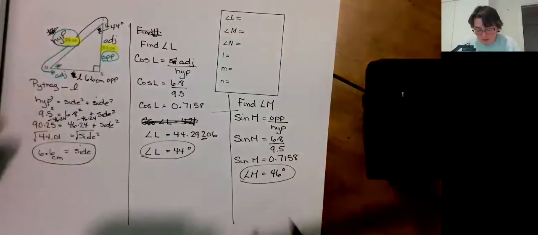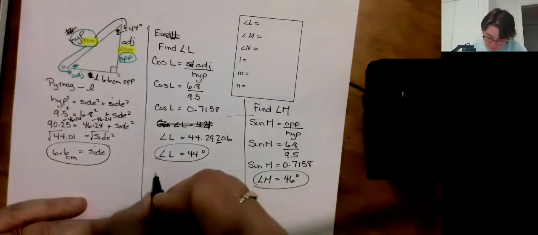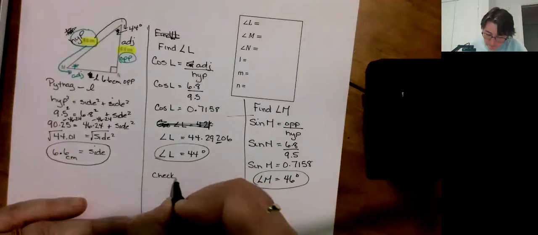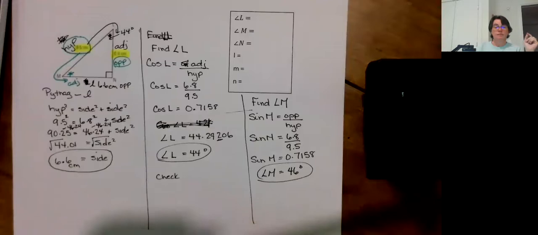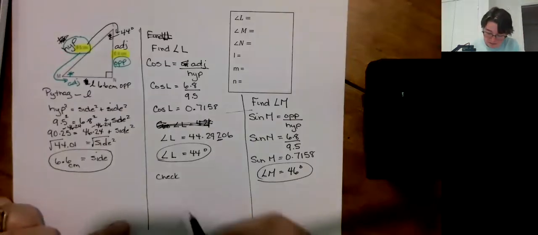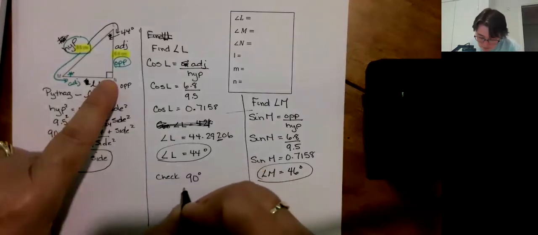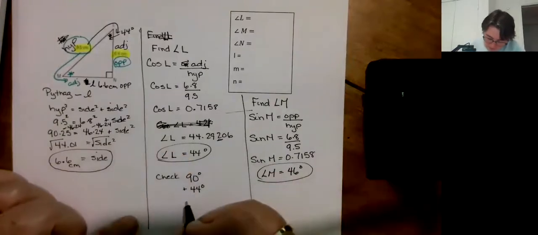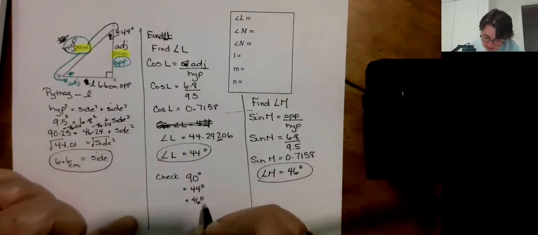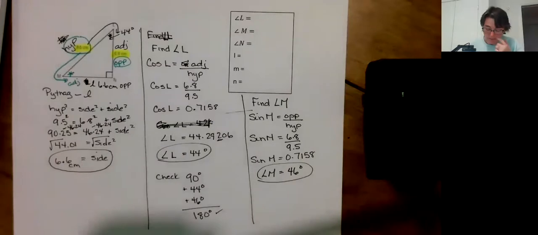Now, let's do our multitude of checks here. Okay, first one. All the angles of a triangle add up to, yes, 180 degrees. So let's see. We got the 90 degrees in the corner, plus the 44 we calculated for angle L, plus the 46. And I know that adds to 180 degrees. So we're good there. So my angles make sense.